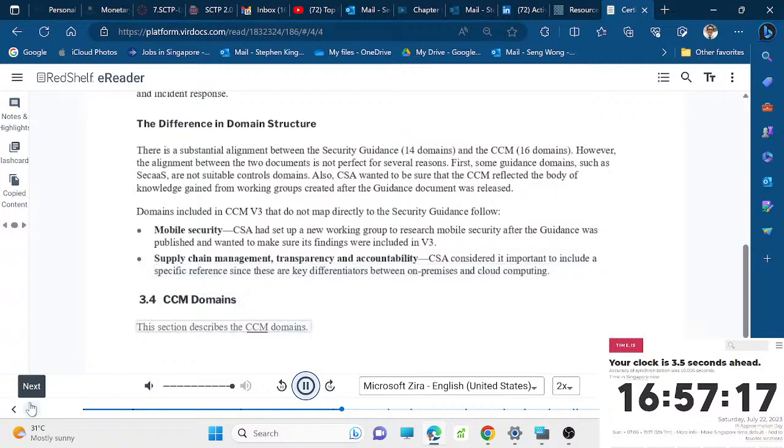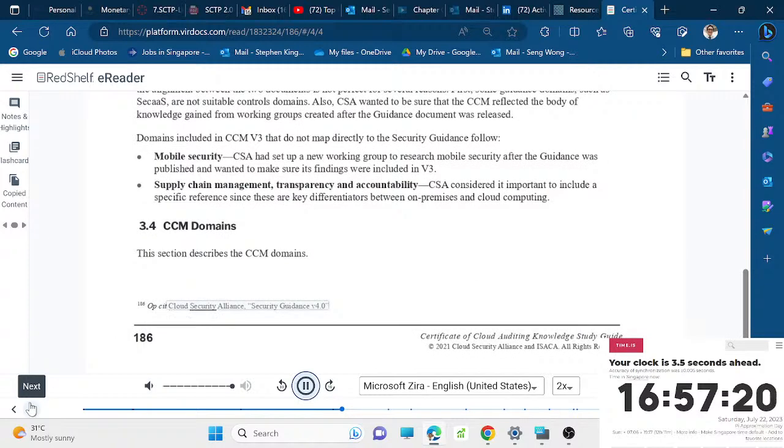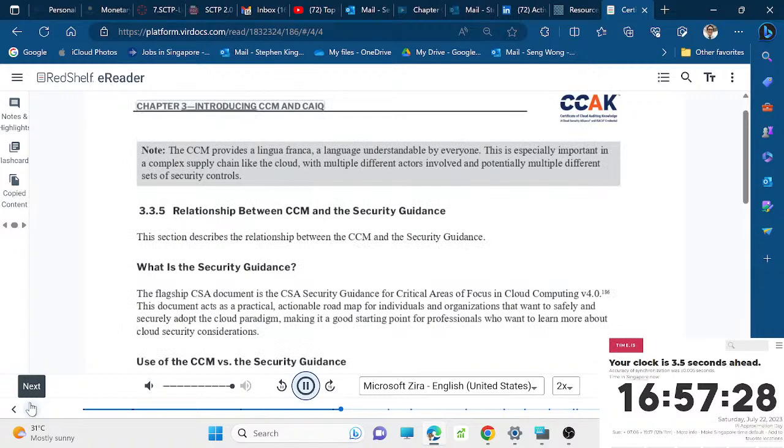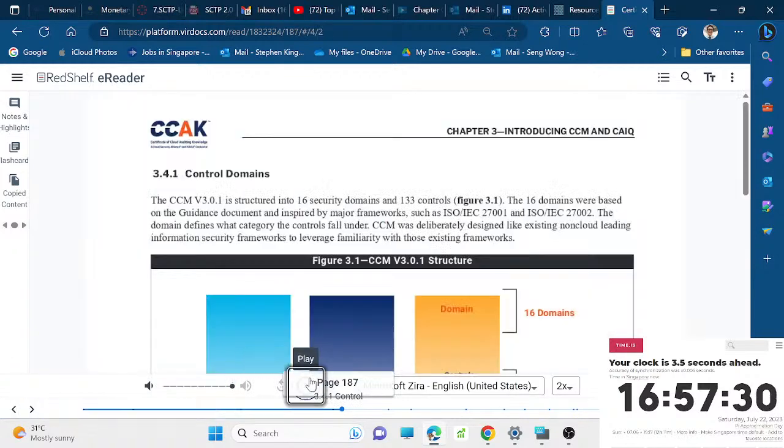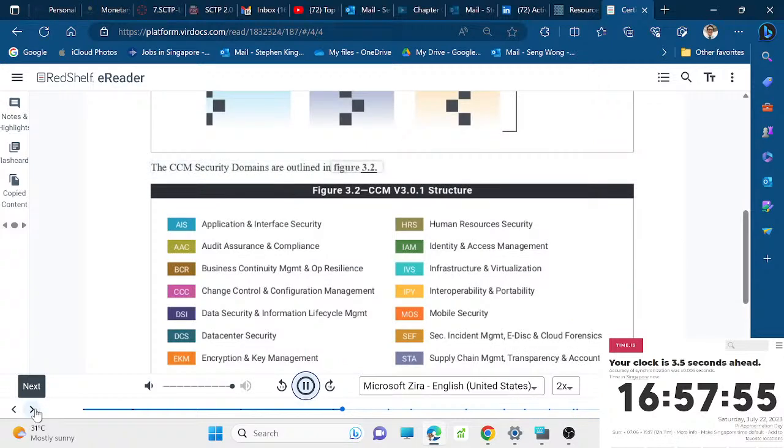3.4 CCM domains. This section describes the CCM domains. Chapter 3 Introducing CCM and CAIQ. 3.4.1 Control Domains. The CCM v3.0.1 is structured into 16 security domains and 133 controls. Figure 3.1. The 16 domains were based on the guidance document and inspired by major frameworks, such as ISO/IEC 27001 and ISO/IEC 27002. The domain defines what category the controls fall under. CCM was deliberately designed like existing non-cloud leading information security frameworks to leverage familiarity with those existing frameworks. The CCM security domains are outlined in Figure 3.2.